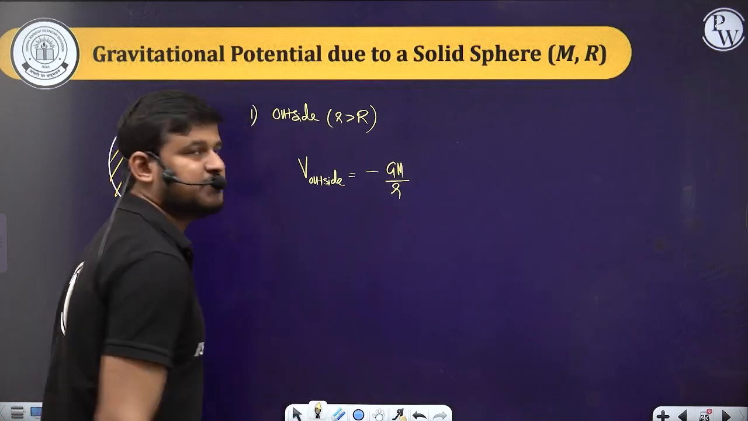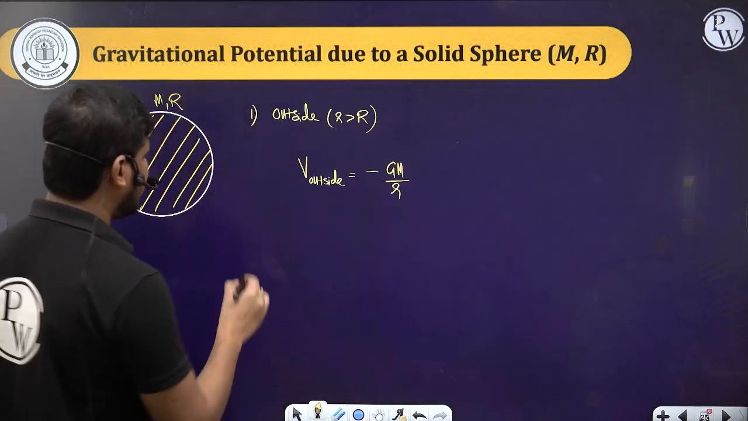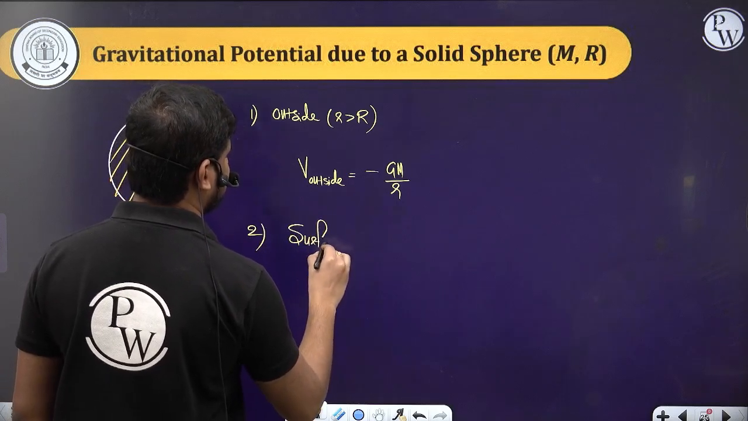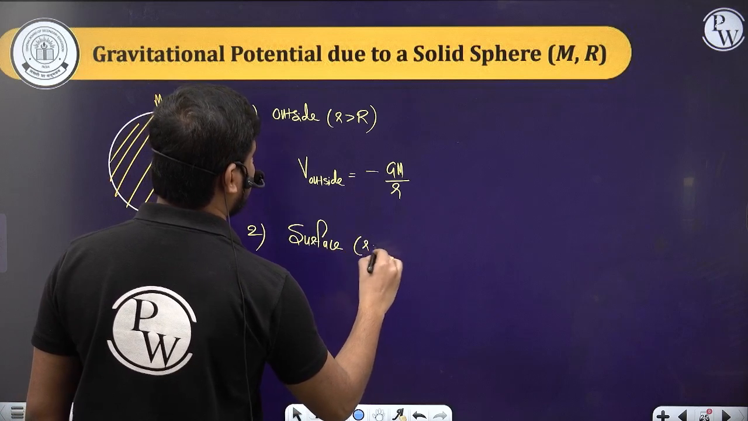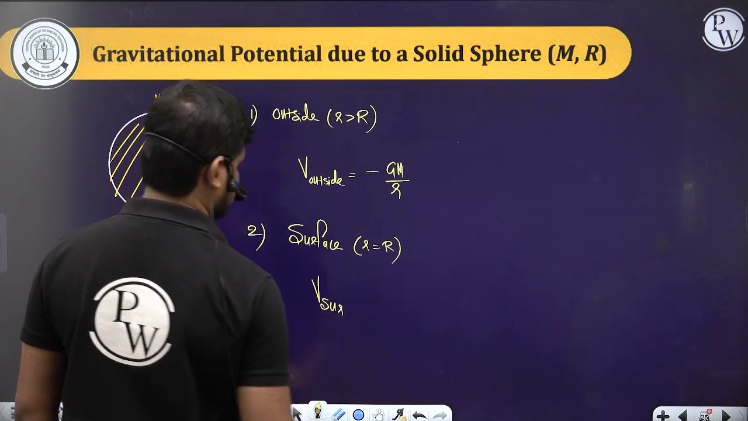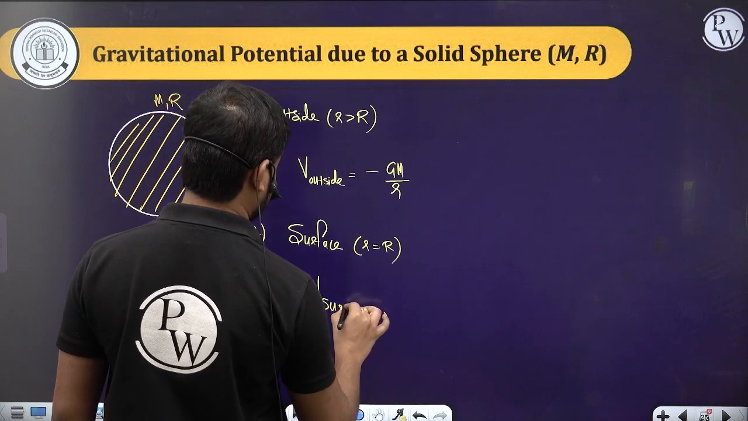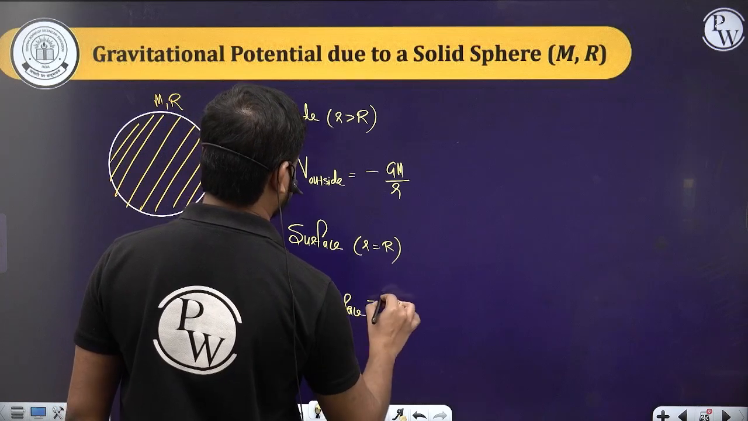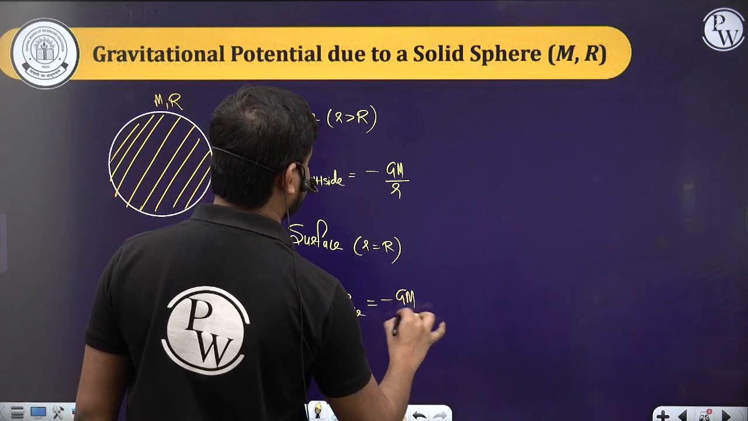It is inversely proportional to the distance r. And then at the surface, where r is equal to R, the potential at the surface is equal to minus GM by capital R.